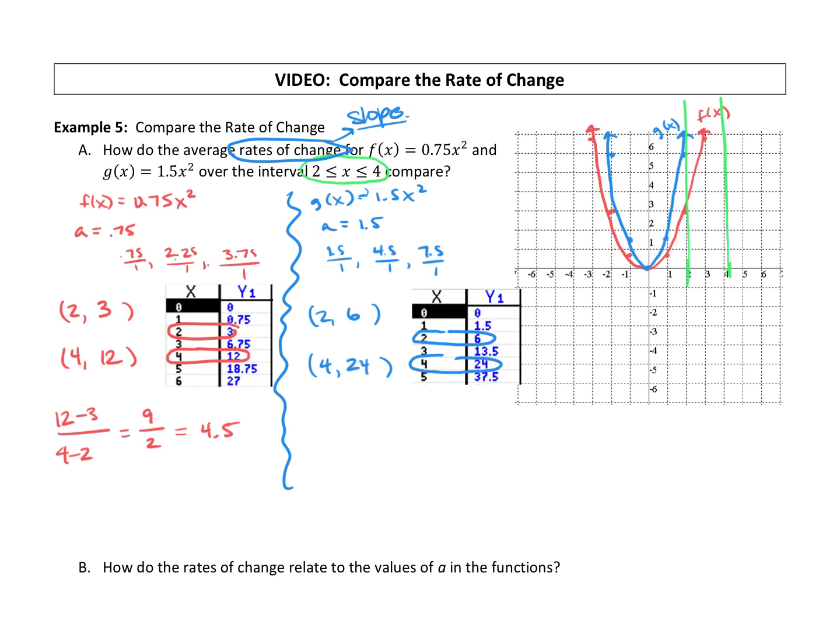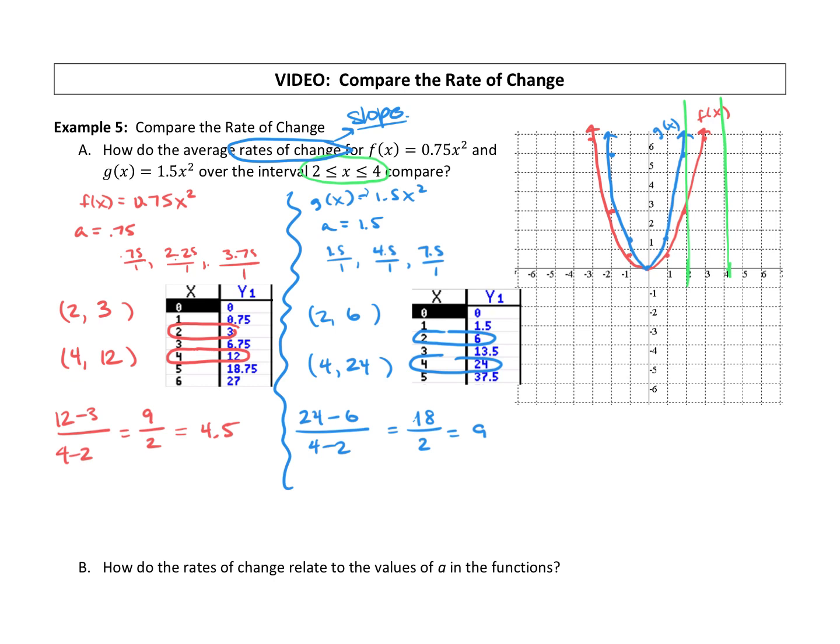So let's find our average rate of change. We're going to find our slope. y2 minus y1, 24 minus 6, over x2 minus x1, 4 minus 2. 24 minus 6 is 18 over 2, which gives us 9. So when our a value is bigger, our average rate of change is bigger. So that's going to be true. That's what's going to happen with your average rate of change.